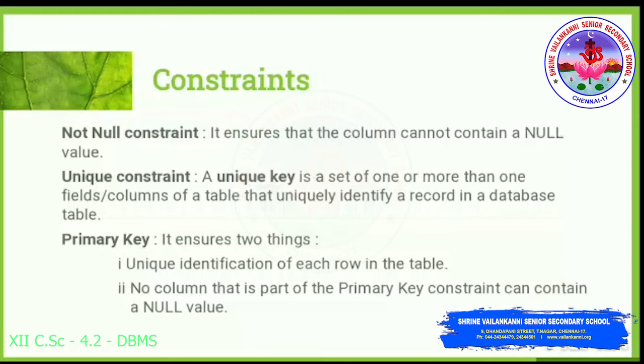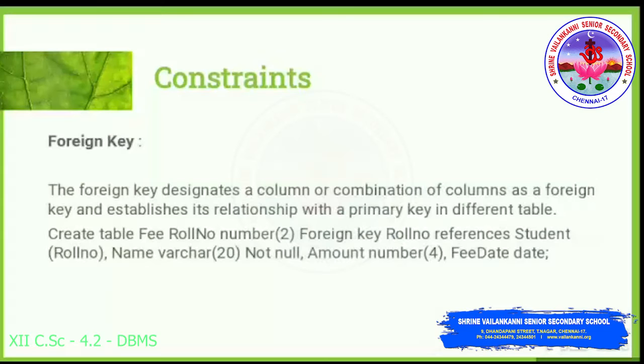Unique constraint. A unique key is a set of one or more fields or columns of a table that uniquely identify a record in a database table. So, one particular field which does not have any duplication and which helps in accessing one particular tuple is called a unique constraint. Primary key. It ensures two things: unique identification of each row in the table, and no column that is part of the primary key constraint can contain a null value.